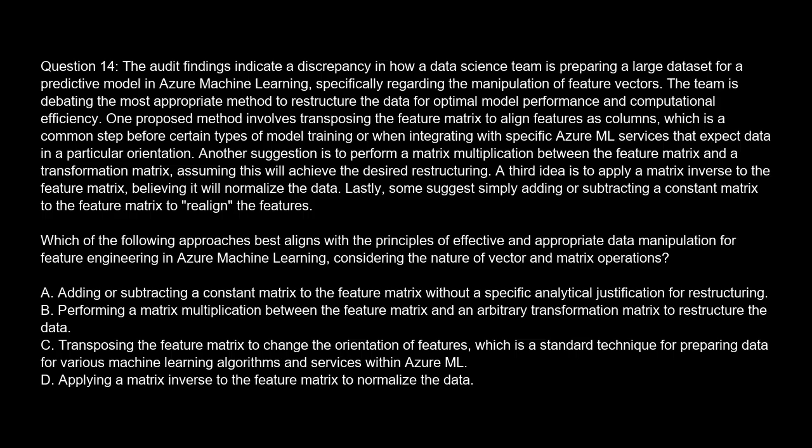Option A. Adding or subtracting a constant matrix to the feature matrix without a specific analytical justification for restructuring. Option B. Forming a matrix multiplication between the feature matrix and an arbitrary transformation matrix to restructure the data. Option C. Transposing the feature matrix to change the orientation of features, which is a standard technique for preparing data for various machine learning algorithms and services within Azure ML. Option D. Applying a matrix inverse to the feature matrix to normalize the data.